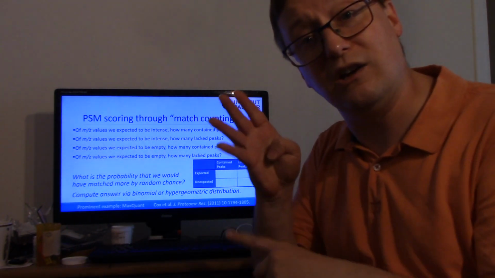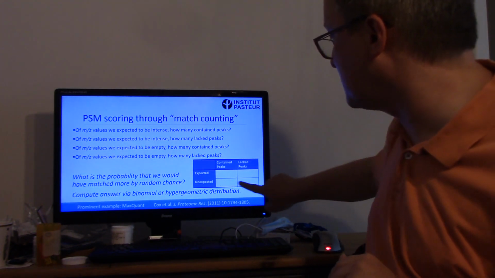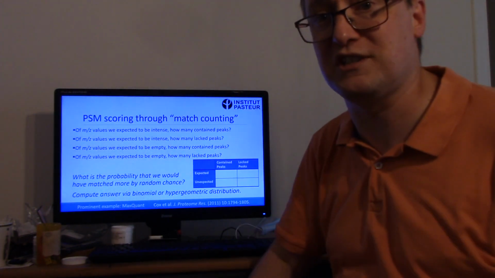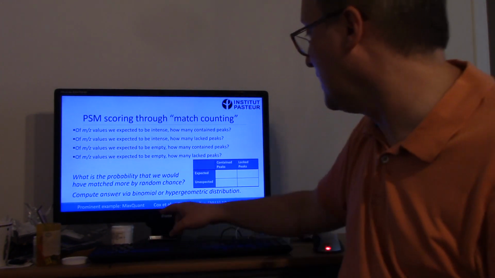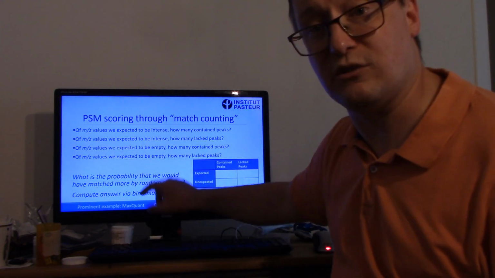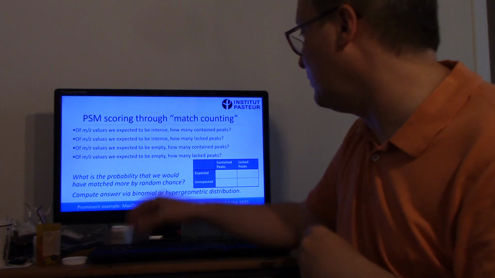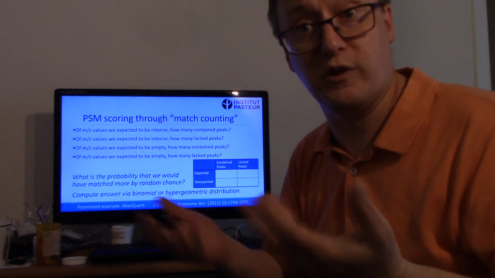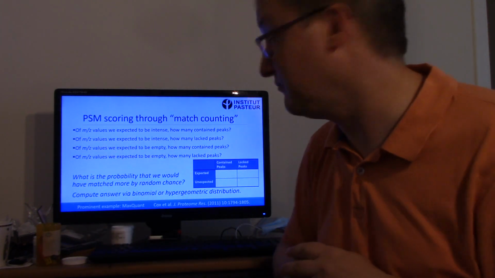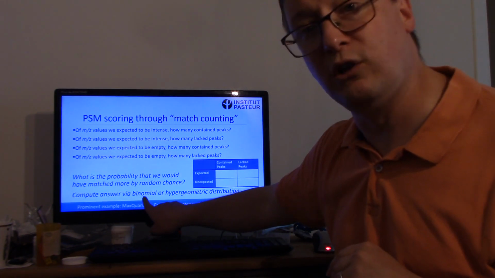But we need to contain all 4 of these possibilities. And these last 2 bullets correspond to the bottom of this contingency table. If you can populate a table with those 4 numbers, you can then compute an answer to say, what is the probability that by random chance we would have matched this many peaks or more for this spectrum and this peptide sequence?